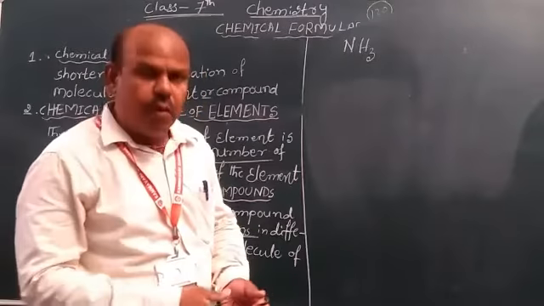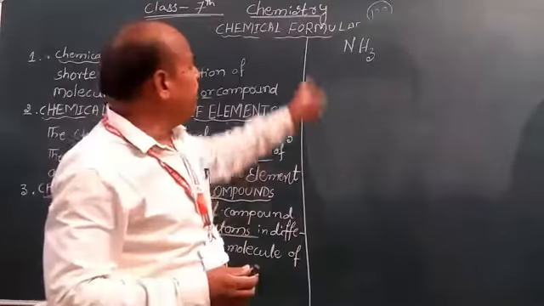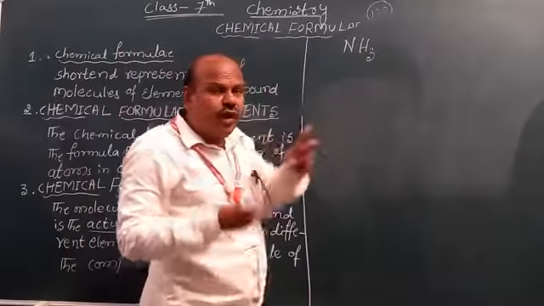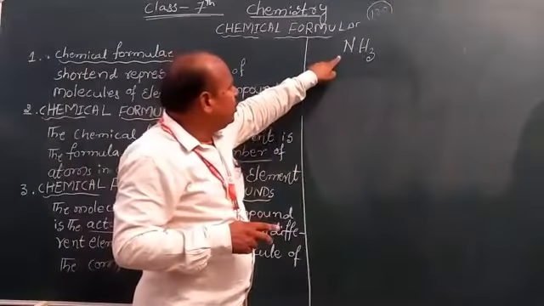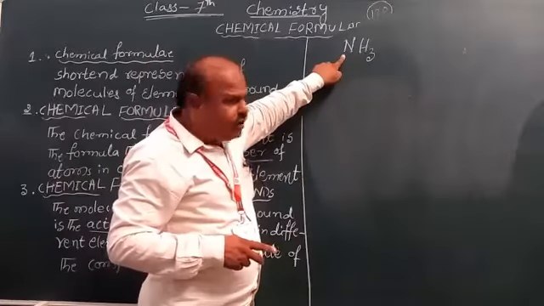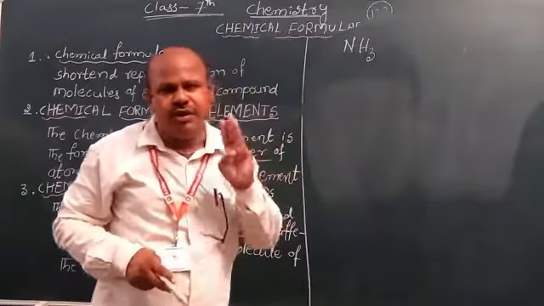NH3 is the molecular formula of ammonia. In this ammonia, two types of elements are present: one is nitrogen and the other is hydrogen. One atom of nitrogen and three atoms of hydrogen are present.